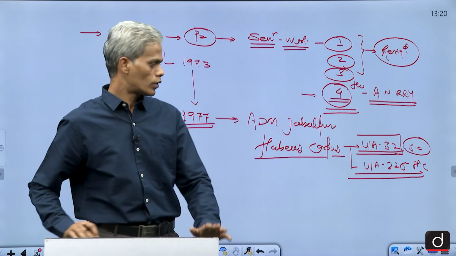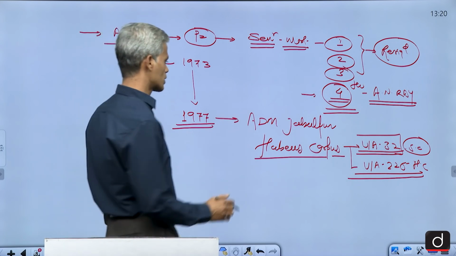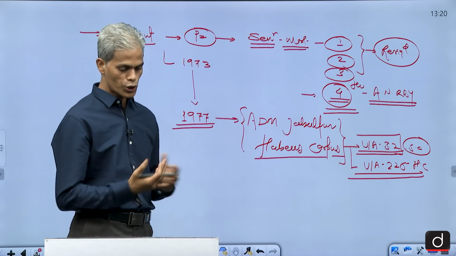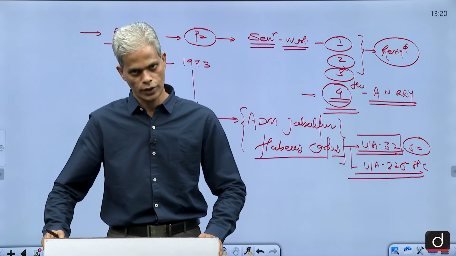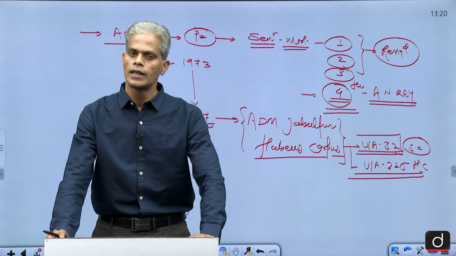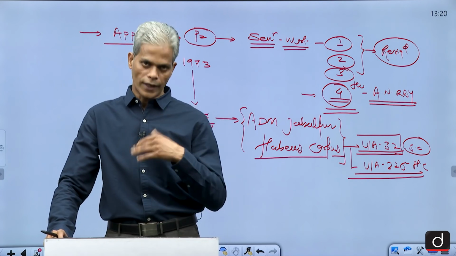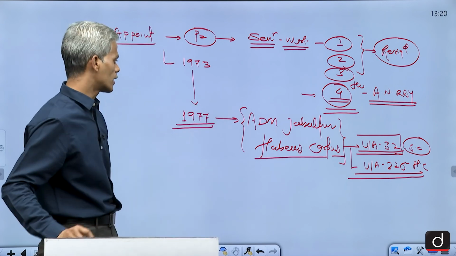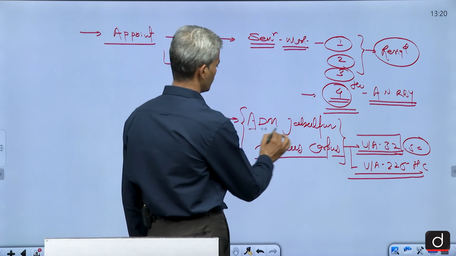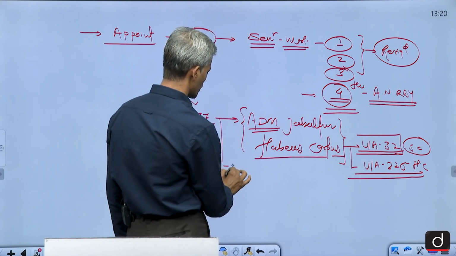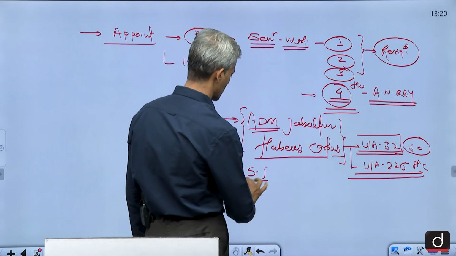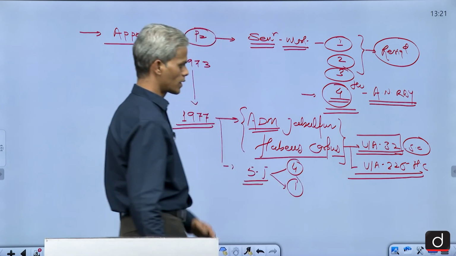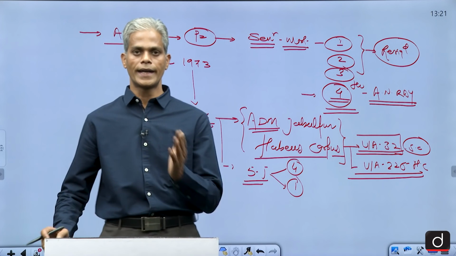You already know that part as far as habeas corpus is concerned, and the question was whether habeas corpus can be issued during the emergency or not. This was the case, and again it was a 5-judge bench, because for constitutional matters we need a minimum of 5 judges. Out of that, 4 judges were in support of the government and only 1 judge, Justice Khanna, was against the verdict.